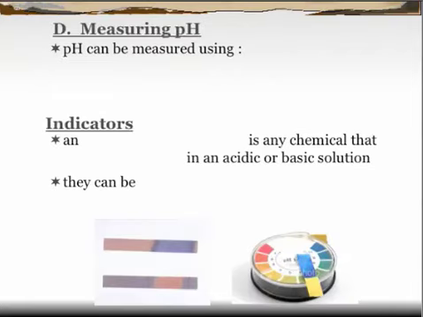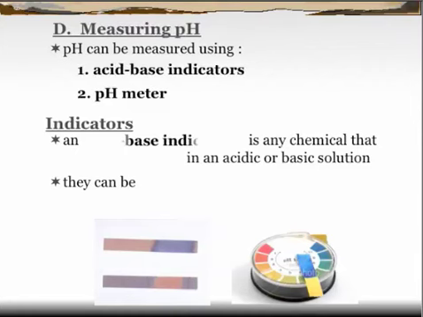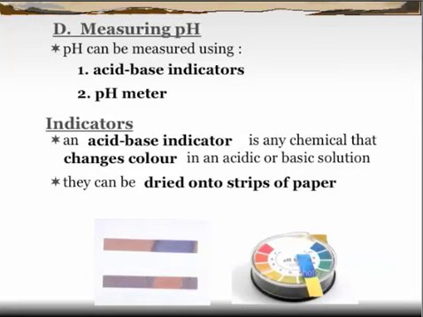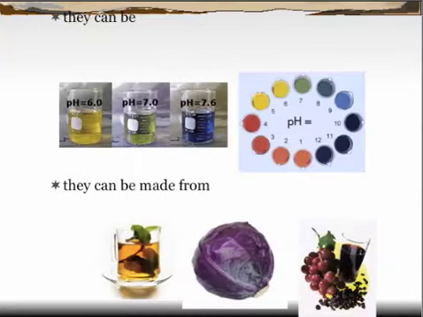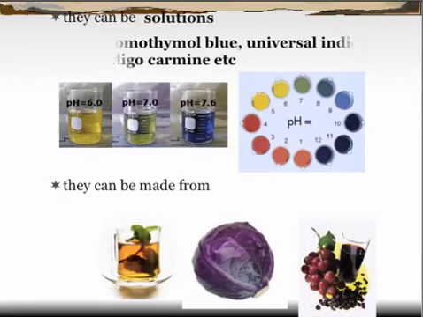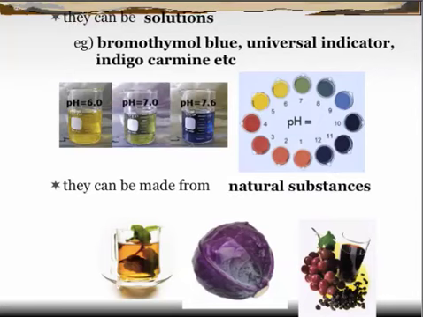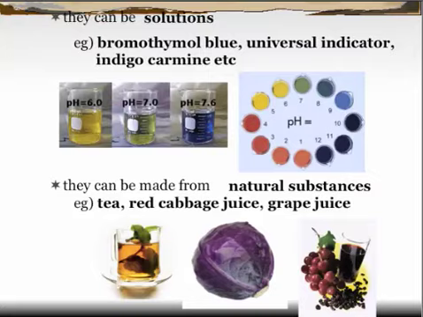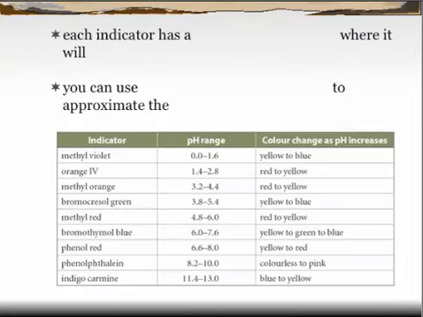Okay? Now, determining pH. pH can be measured using acid and base indicators or pH meters. So, an acid and base indicator is any chemical that changes color in an acidic or basic solution. They can be dried onto strips of paper. So, for example, we've got litmus paper and pH paper. Okay? They can also be solutions. So, for example, bromothymol blue, a universal indicator, and indigo carmine, etc. Okay? And they can also be made from natural substances. So, for example, tea, red cabbage juice, and grape juice.